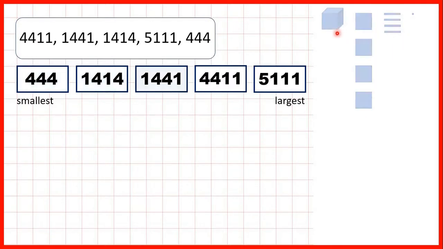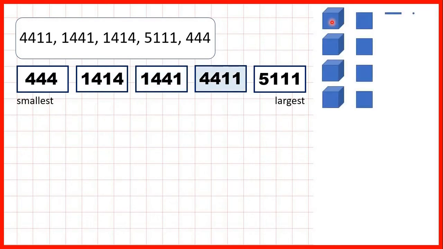Then, for the second group of numbers, our smallest number was 444, then 1,414, then 1,441, 4,411, and then our largest number was 5,111.